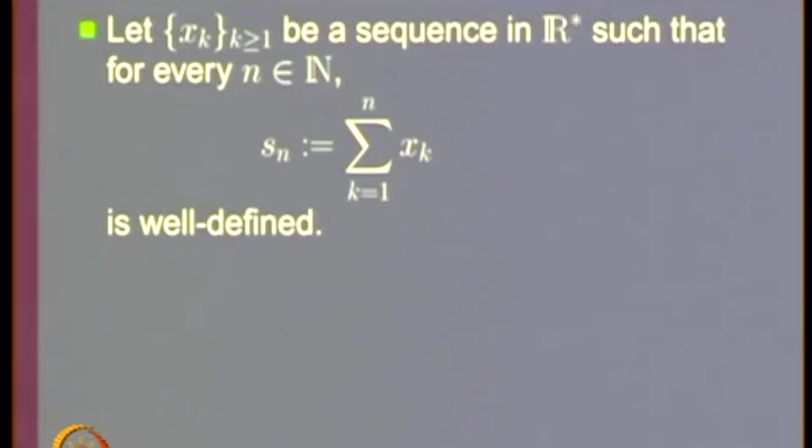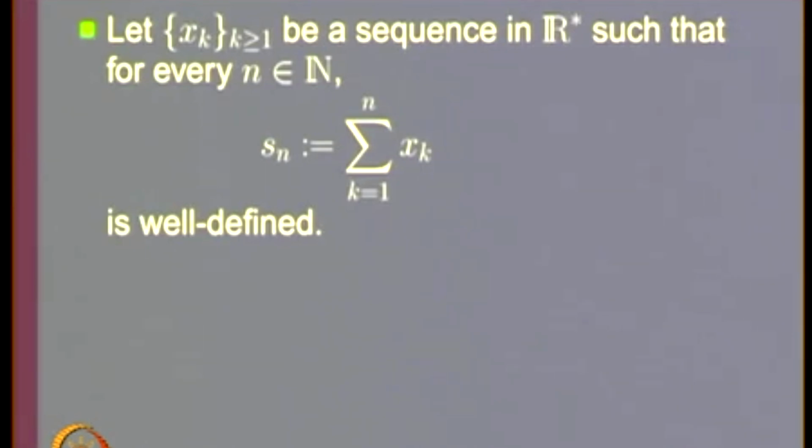Now from sequences, let us go to the concept of series. Suppose xk, k bigger than or equal to 1, is a sequence in R star. Then let us look at the partial sums of this sequence, Sn, that is the sum of the first n terms of the sequence. So that is denoted by Sn, which is the summation from k equal to 1 to n of xk.